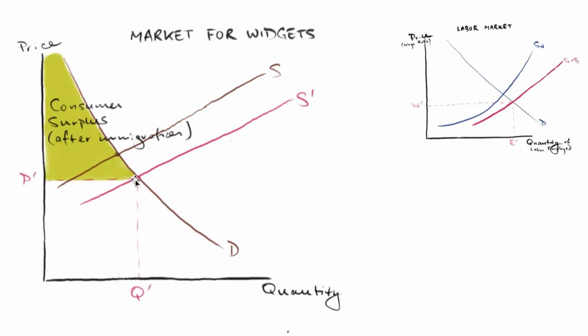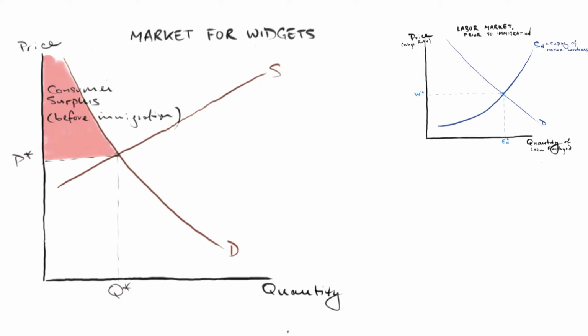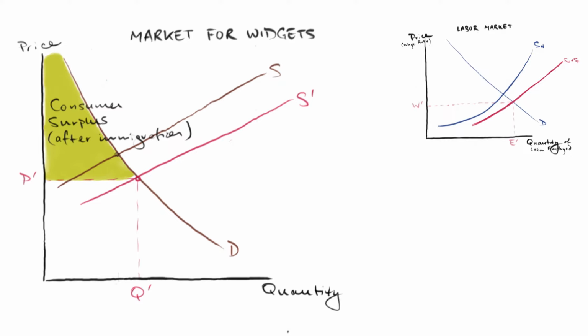So here's the market for widgets with cheap labor compared to the market for widgets with more expensive labor. Okay, this is before immigration, the consumer surplus. Here's consumer surplus after immigration. Cheaper labor is good for consumers. It increases consumer surplus. All right, now, let me summarize the model so far. We looked at what would happen to the labor market when immigrants arrive in the country.